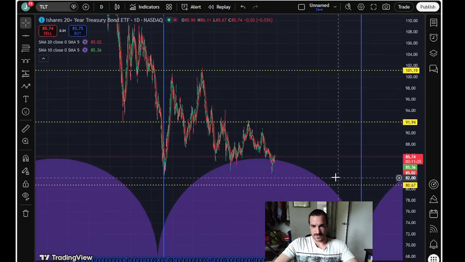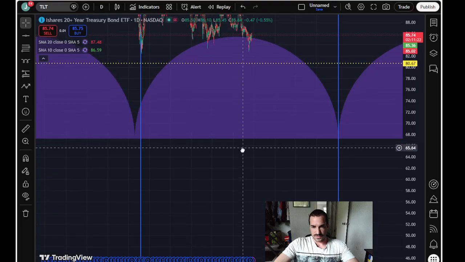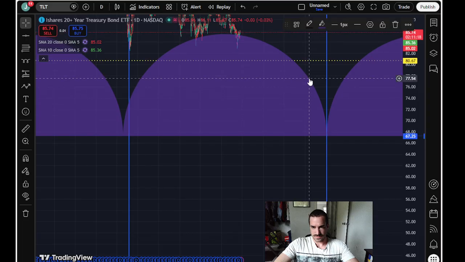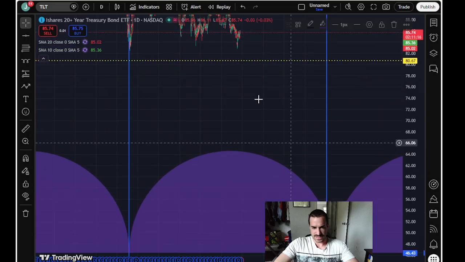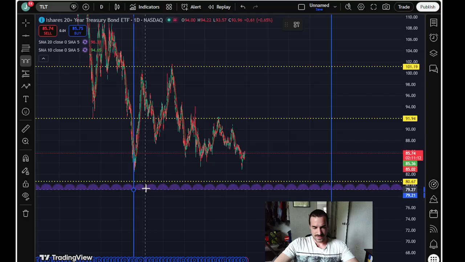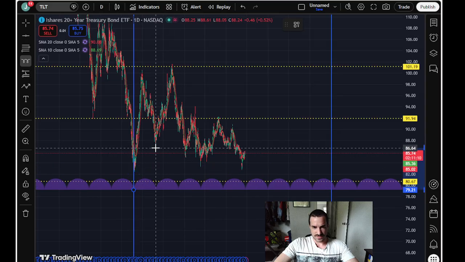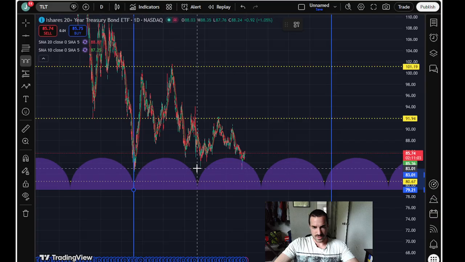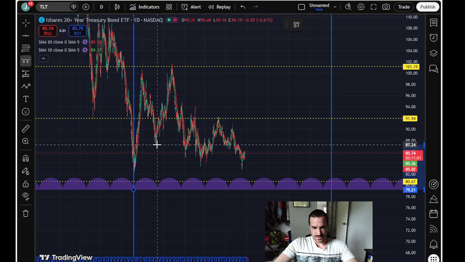We could also move the time cycles down here. Let's move that down. Let's do a daily time cycle. So again, the troughs, there's a trough right here. So you could put these troughs wherever. You just got to fill it out and see if it matches.